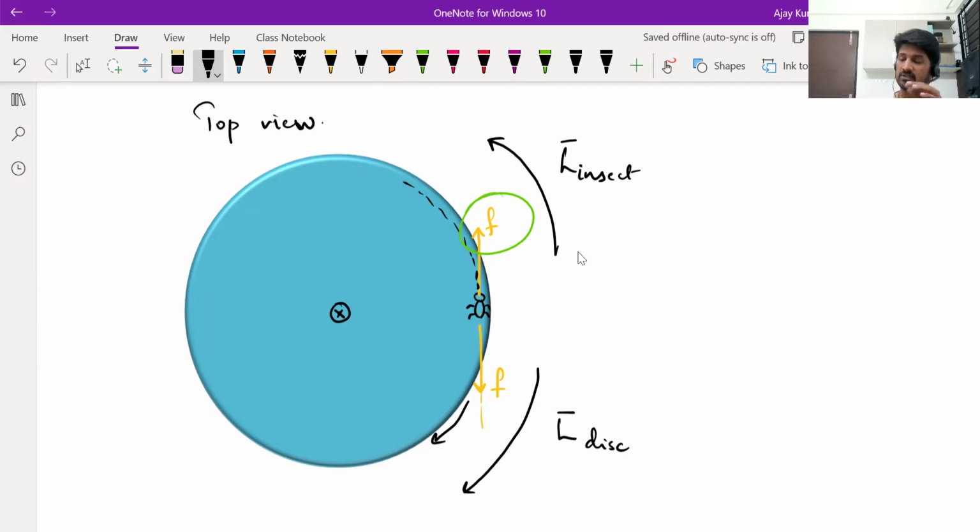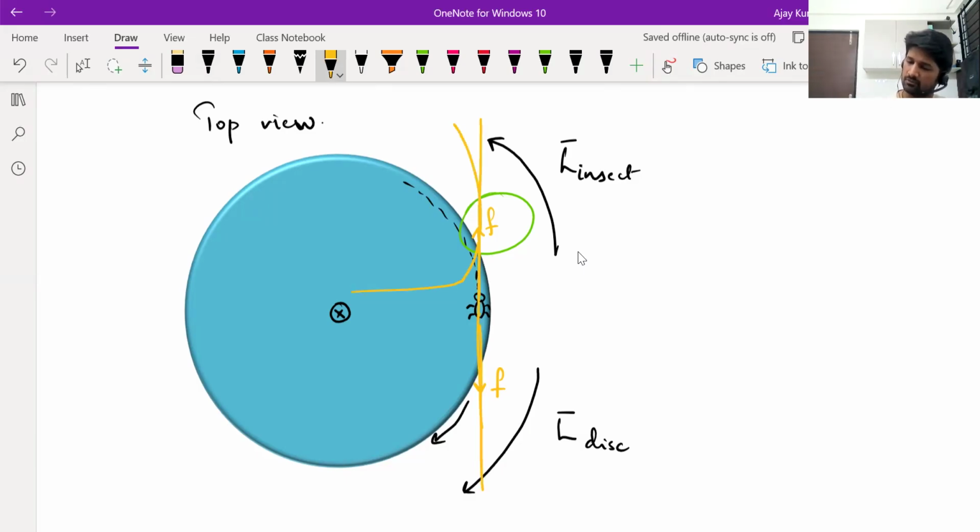Because friction acts in opposite directions, it creates torques also in opposite senses. Fine. So only for the insect, angular momentum is not conserved. Only for the disk also, it's not conserved. But if you take insect plus disk as one system, then you can see that the lines of action of these frictions are the same.